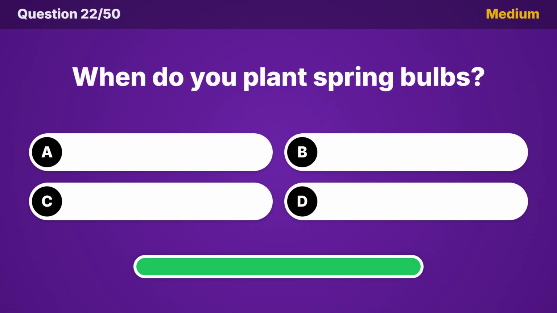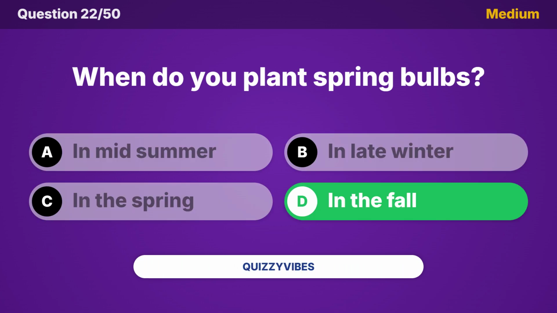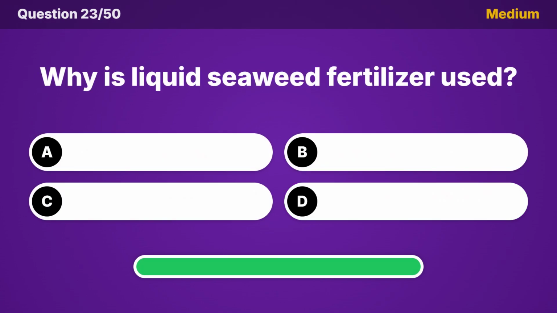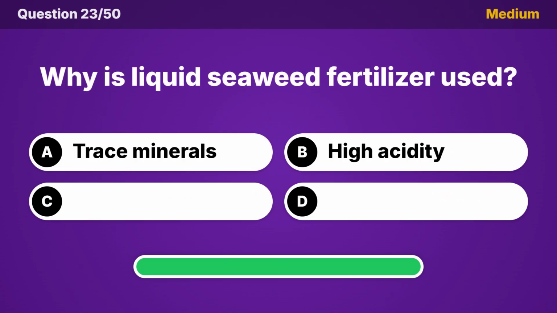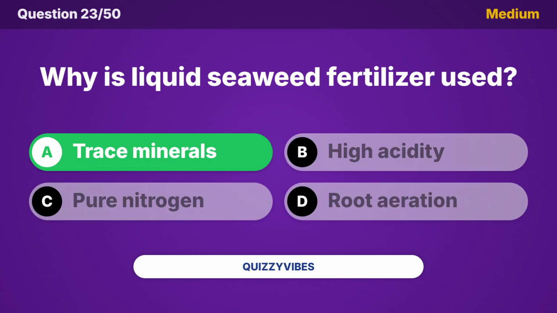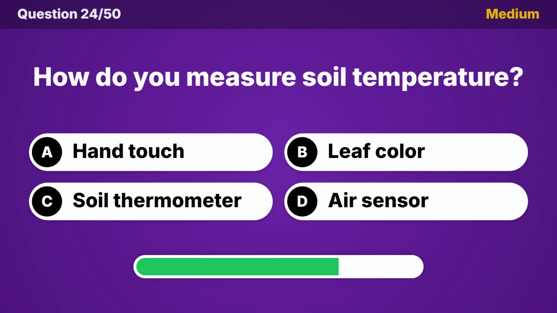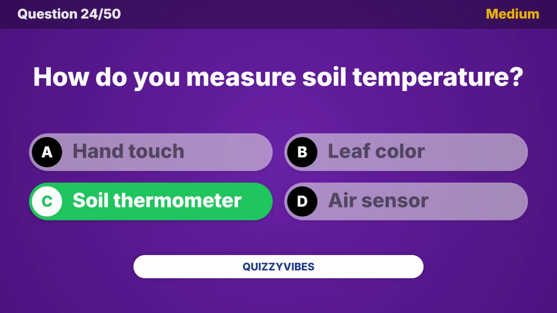When do you plant spring bulbs? The correct choice is in the fall. Why is liquid seaweed fertilizer used? Here is the answer, trace minerals. How do you measure soil temperature? Here is the answer, soil thermometer.